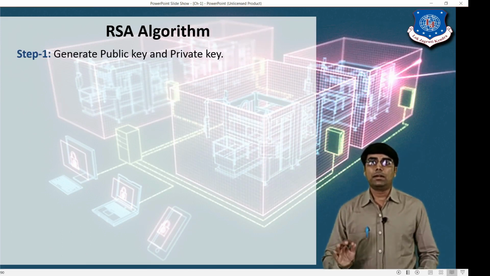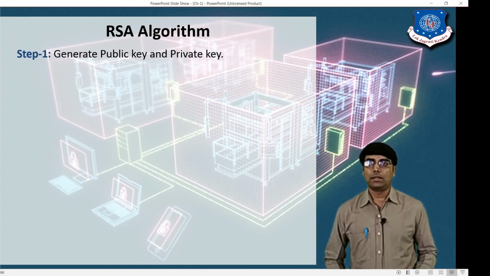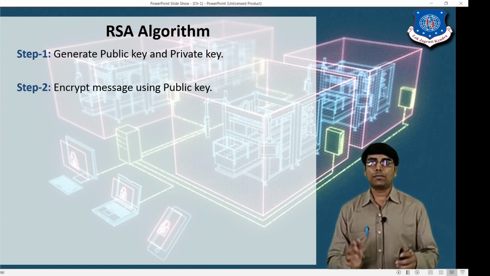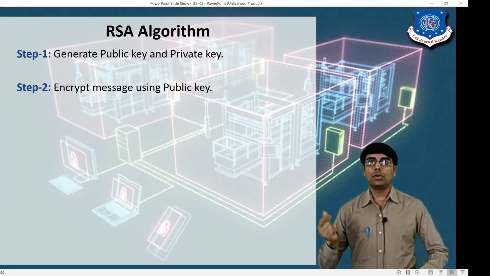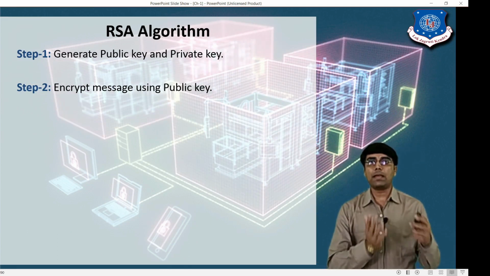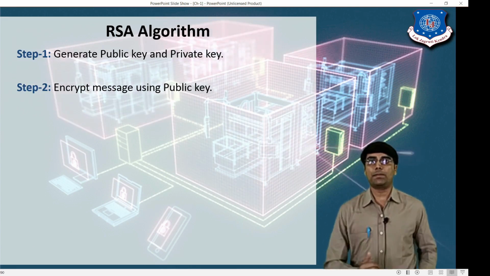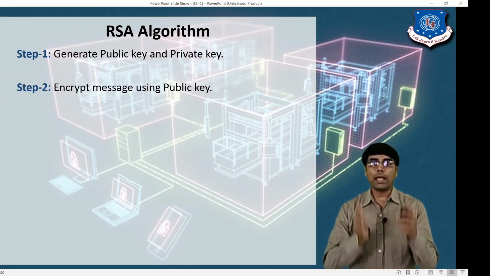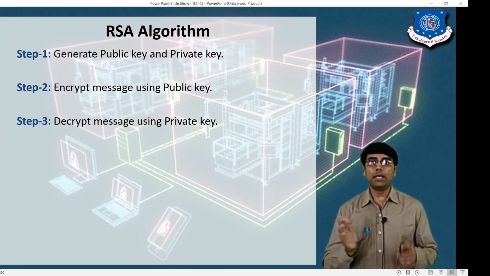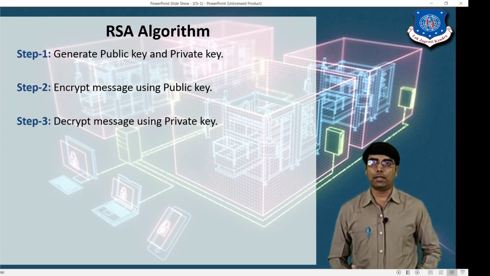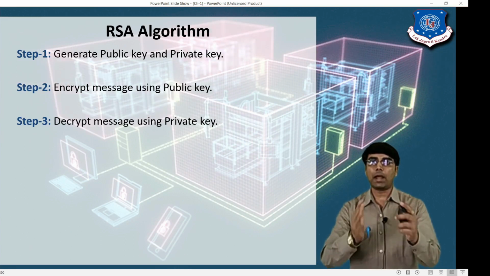There are three steps to encrypt and decrypt the message. Let's see the first step. There are two parties who want to communicate with each other. First, they generate the public key and the private key. Each and every user has to generate a public key and a private key. In the second step, encrypt the message using the public key. In the third step, decrypt the message using the private key. Let's see the first step, how to generate the public key and the private key.